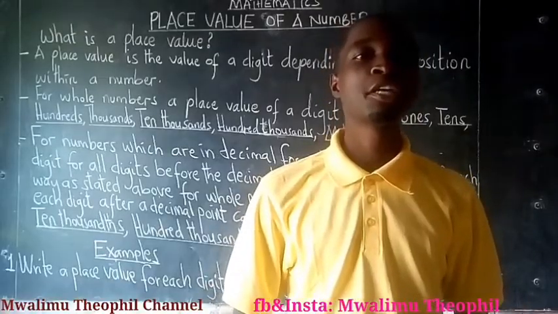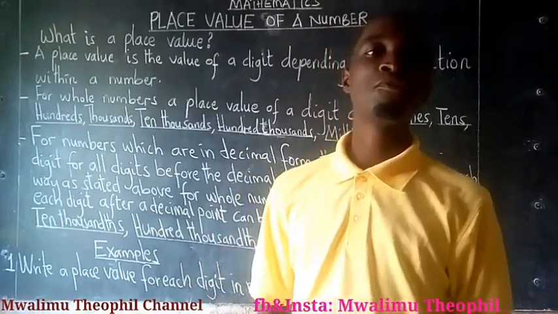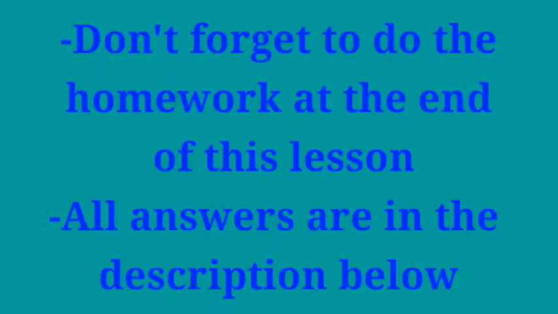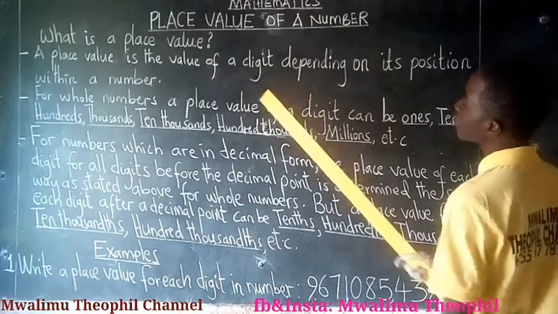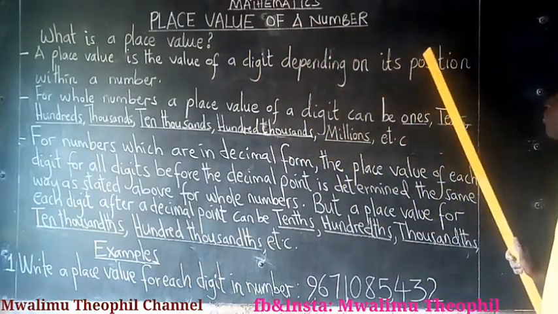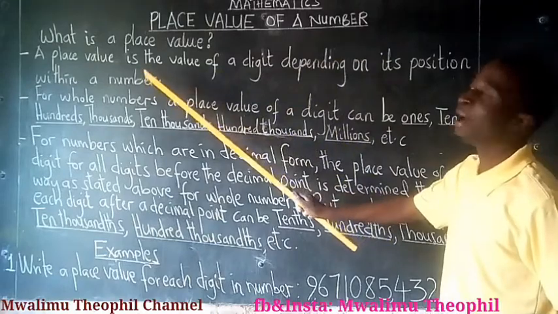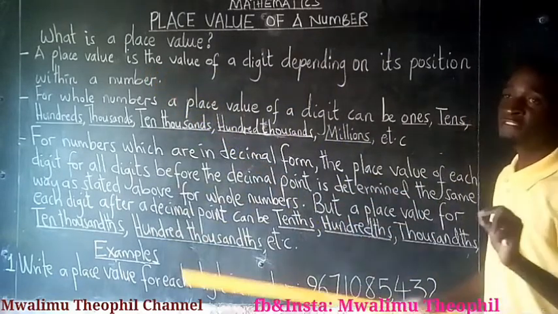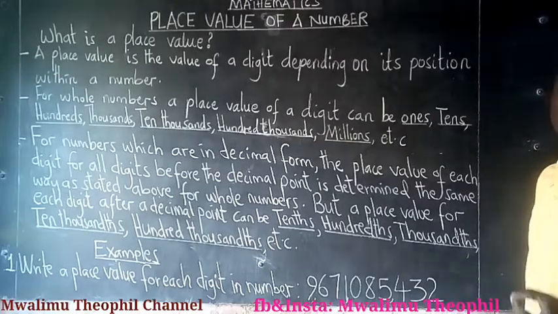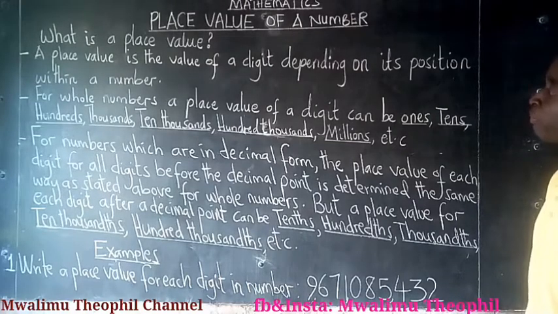Today I am going to take you through the place value of a number. First of all, you may ask yourself, what is a place value? What does it mean by the term place value? Simply we say that a place value is the value of a digit depending on its position within a number. So the value of any digit within a number is what we call a place value.